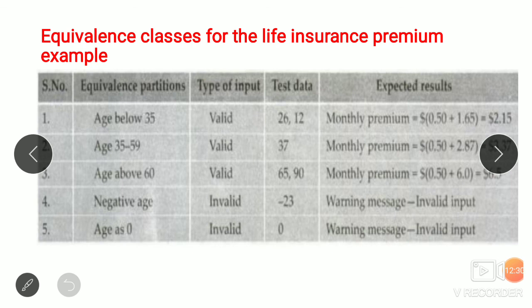In the same way, if the age is above 60, the test data is 65 and 90. Here the age is 65 as well as 90, with the same insurance premium. If the age is negative, then it is invalid input data. The test data you may enter is -23. Here it will show you a warning message as invalid input. If the age is 0, then this is also invalid test input data. It will also display a warning message as invalid input.